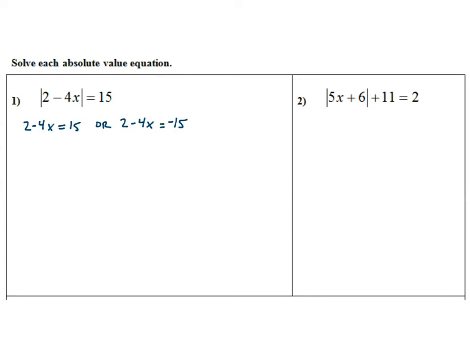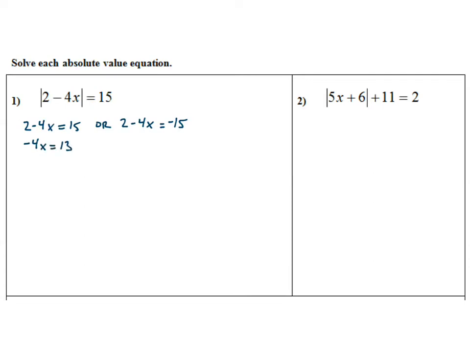Now, notice we don't have absolute value on these, right? We talked about this. We don't leave those on. The whole idea of breaking into these two pieces is to allow us to get rid of the absolute value. And so now I'm ready to go ahead and work through solving each one of these equations. So on my first equation here, if I subtract 2 from both sides, that'll give me negative 4x equals a positive 13.